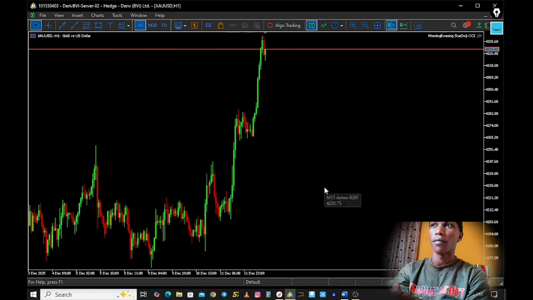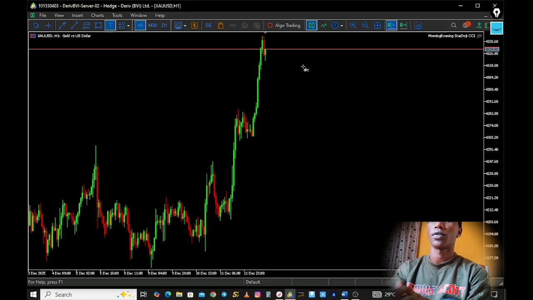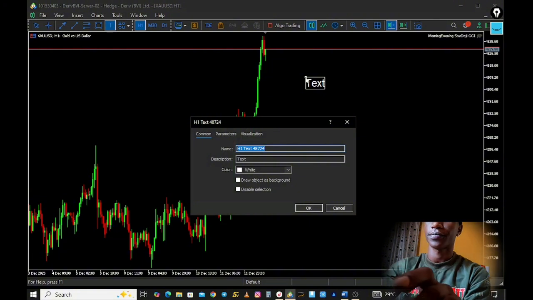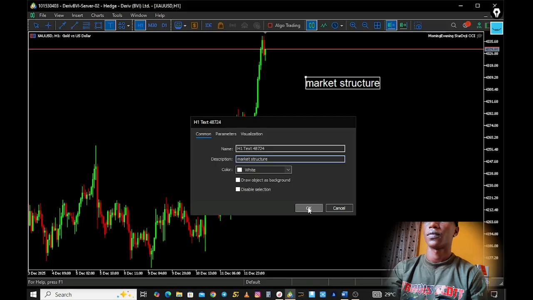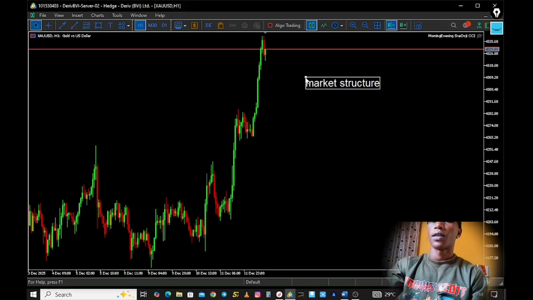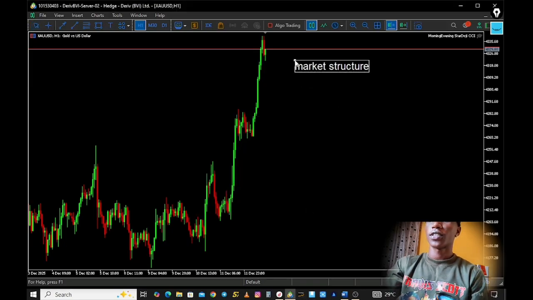Now, my strategy starts with three core principles. The first principle is market structure. It's very important to know where the market is heading, where the market is going. How do you know the market structure?